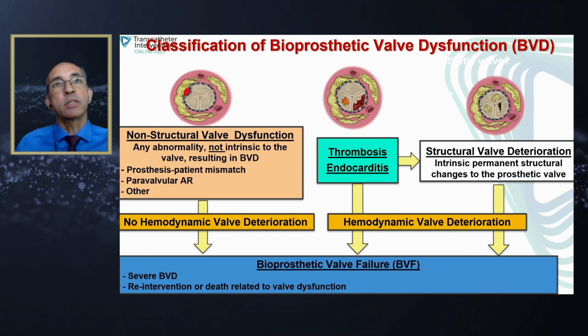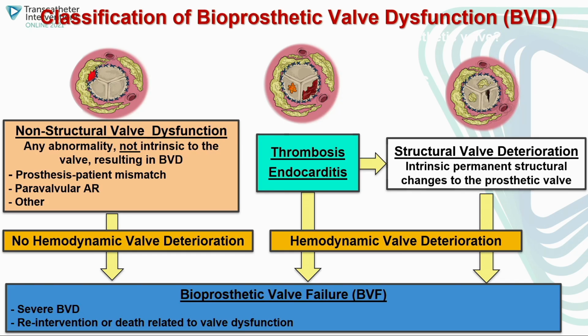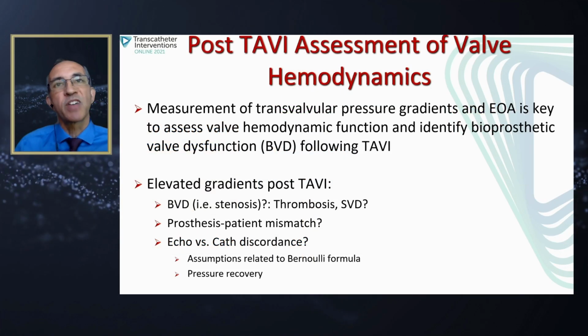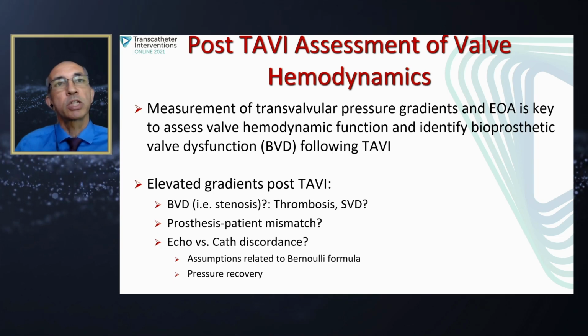As a separate category, we have thrombosis and endocarditis, because this complication may lead to deterioration in hemodynamic valve function. Sometimes it is reversible. Sometimes, unfortunately, it becomes permanent and irreversible. The measurement of the transvalvular gradient and AVA is key to assessing the valve hemodynamic function and identifying the bioprosthetic valve dysfunction that we just discussed following TAVI.